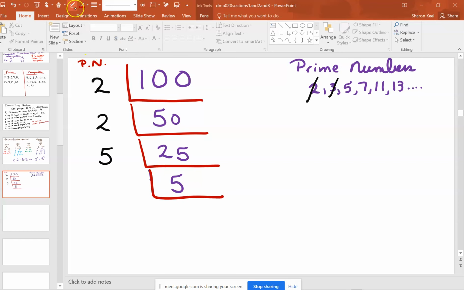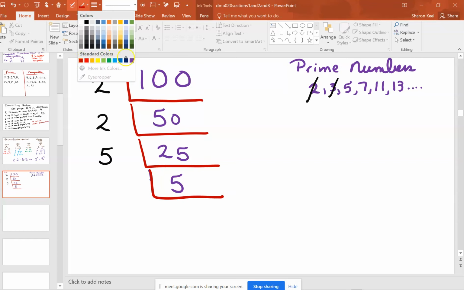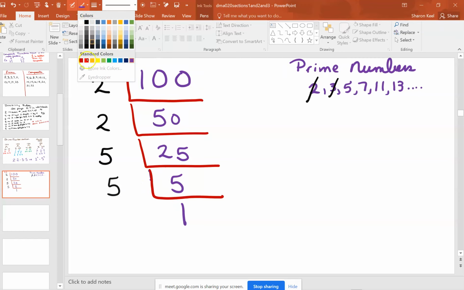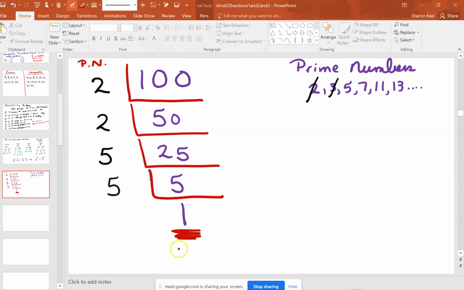I'm still sticking with the number 5. I'm not done with it. Does 5 go into 5? Yes, 5 goes into 5 one time. And when you get to the 1, you stop. Your answer is going to be these numbers in this column. And notice they're already in order.